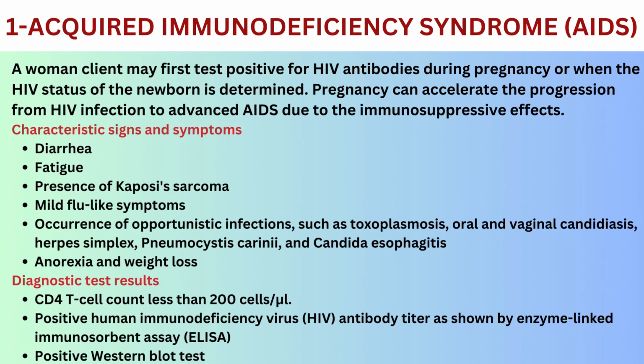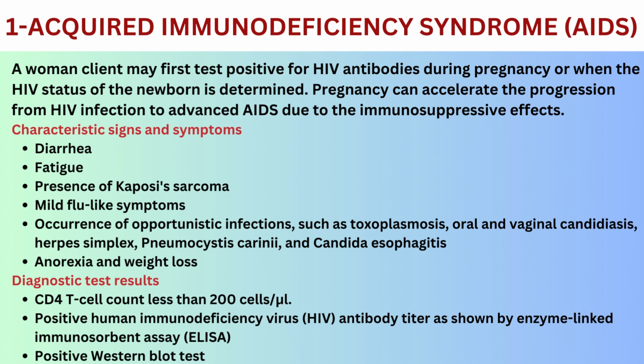First disorder, acquired immunodeficiency syndrome (AIDS) during pregnancy. A woman client may first test positive for HIV antibodies during pregnancy or when the HIV status of the newborn is determined. Pregnancy can accelerate the progression from HIV infection to advanced AIDS due to the immunosuppressive effect.